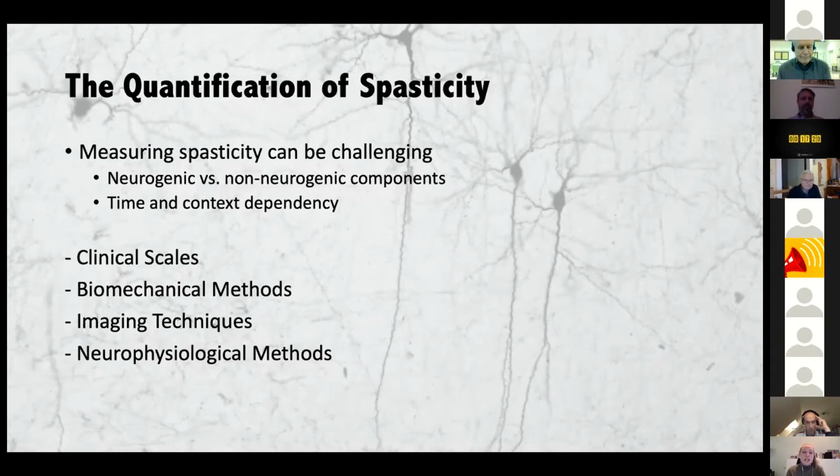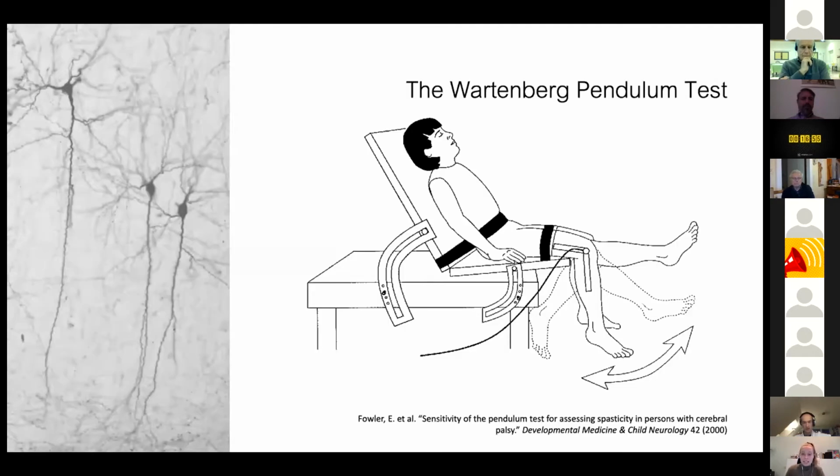So this can be very challenging, but we still have some great research on methods to measure spasticity, and a lot of methods have been proposed. And these can roughly be classified into clinical scales, biomechanical methods, imaging techniques, and neurophysiological methods. And I actually want to give you a better insight into one biomechanical method that we use for our parameter, and that is the Wartenberg pendulum test.